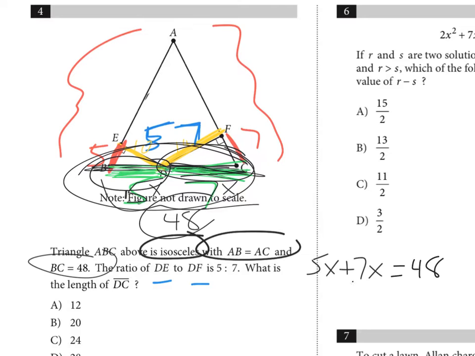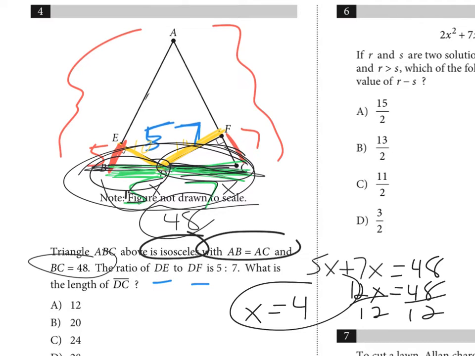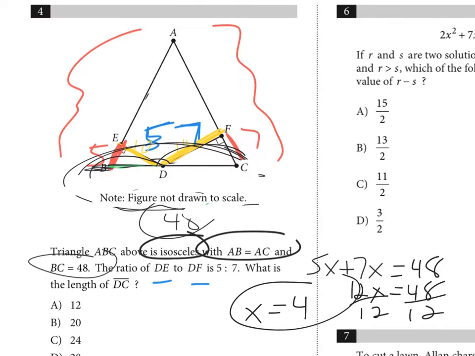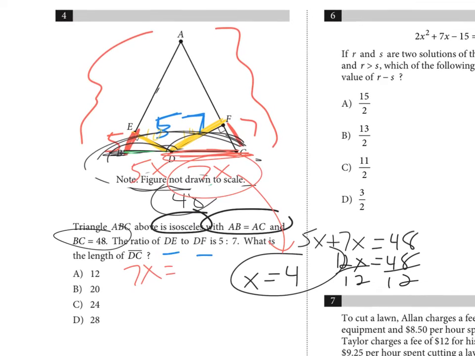So that tells me that 12x equals 48. So if I divide both sides by 12, that tells me that x is equal to 4. So the question in this problem says, what is DC equal to? Well, DC is right here. That was the 7x, right? Because BD was 5x. Well, since x is 4, 7x is going to be equal to 7 times 4, or letter D, 28.